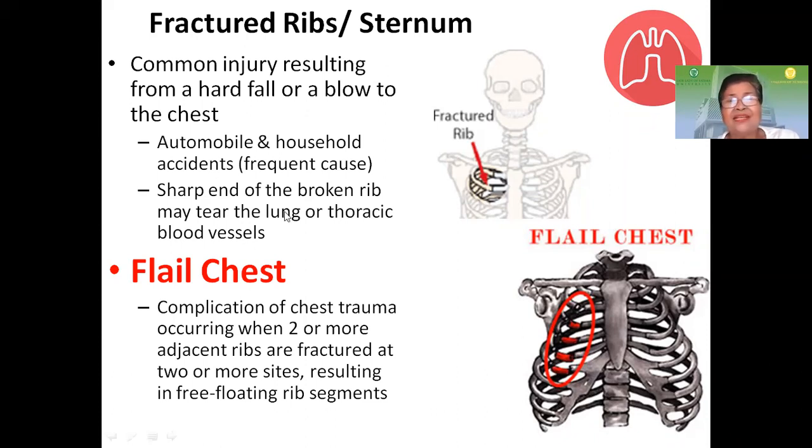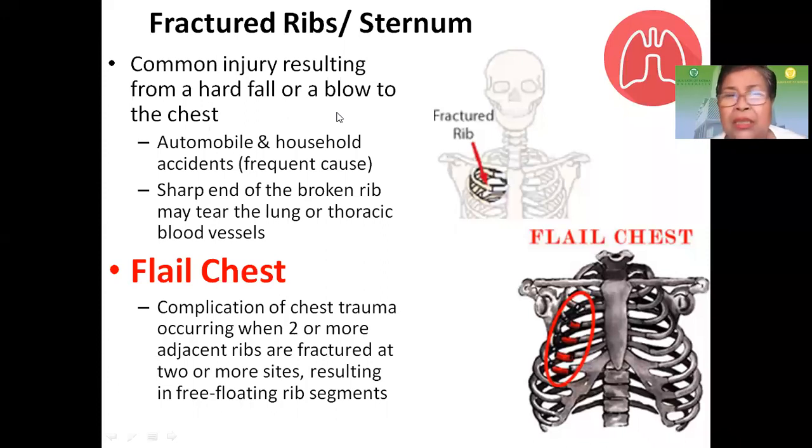All right, if there are no questions, then let's go to chest trauma. Okay? Fractured ribs or sternum. Okay, so ito, there's fractured rib, isa lang. Or it could be 1, 2, 3, 4. Okay, so pagka fracture of 2 or more adjacent ribs, that is called flail chest. So, pronunciation, flail chest. Anong cause? Hard fall or blow to the chest.